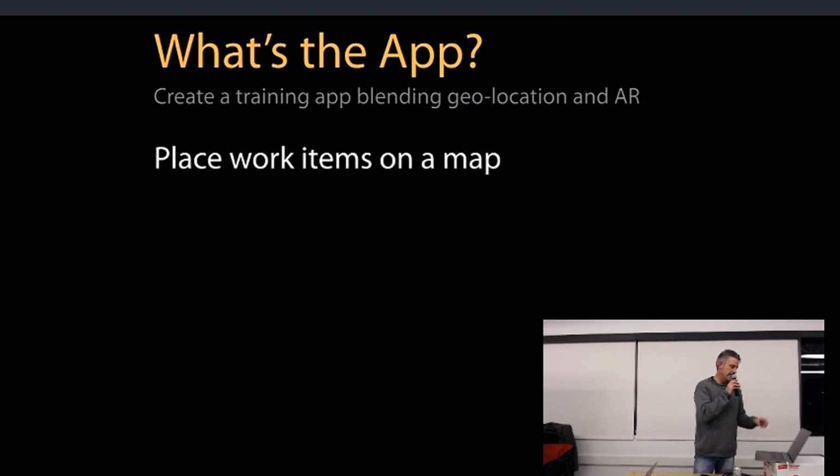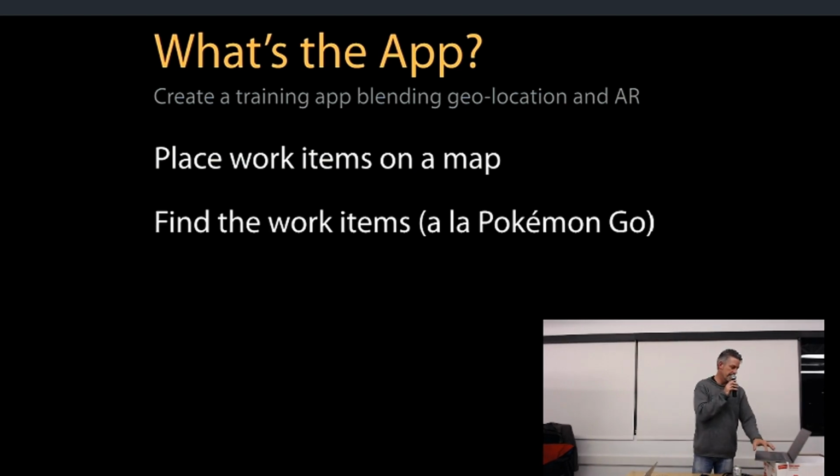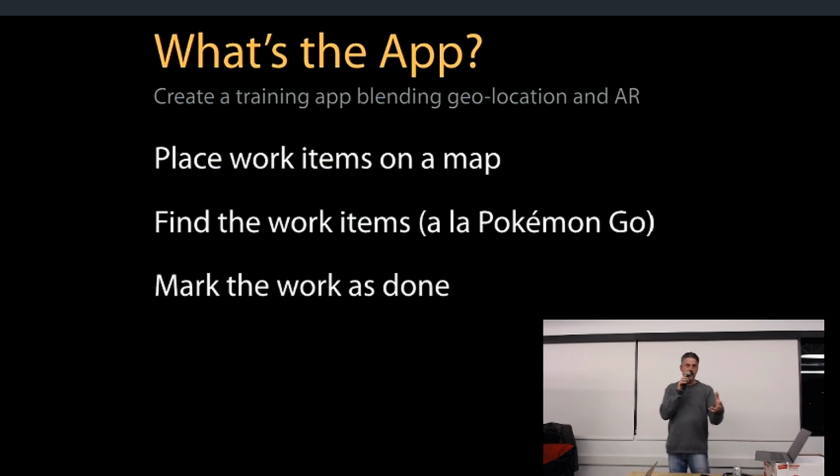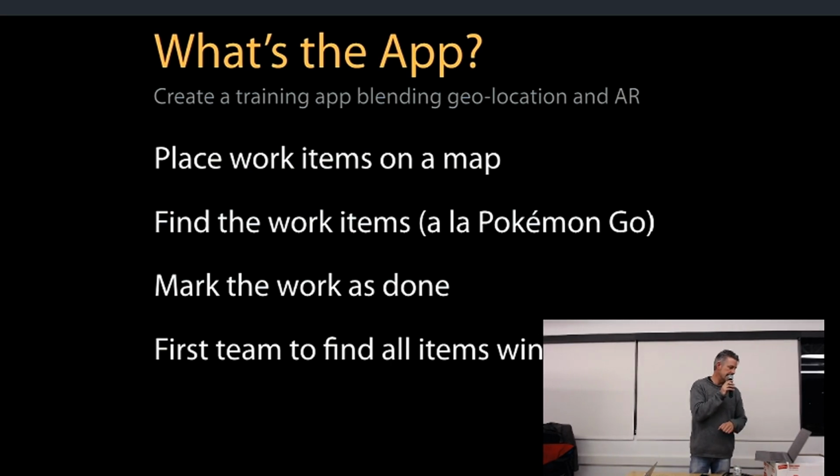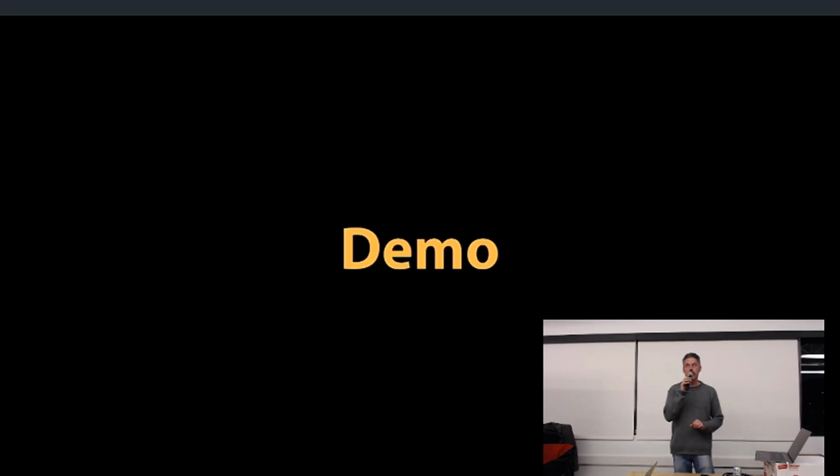And then it was essentially like Pokemon Go, I think, in that sense. And then once they get to the item, they mark it as done, take a picture, upload a photograph. And the first team, they do it in teams, and the first team to find all the work items wins. So that is the app. So I'm going to do a demo quickly, hopefully it will work. And then we're going to talk about code.